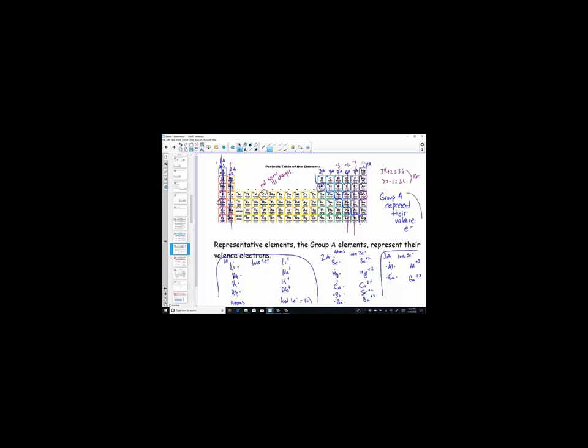Group A's represent their valence electrons, but transition elements do not. So just by looking where chromium lives, I don't know its charge. I don't know iron's charge. I don't know cobalt's charge. In the heartland, I don't know your charge by where you live, because you have a variable charge. I can't tell by location. The purpose of a Roman numeral as part of the name of the ion is to let the reader know the charge on the ion.